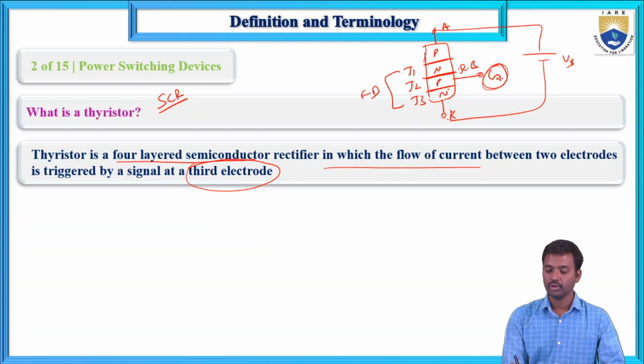Now if you give a positive signal to the gate and cathode terminal, J2 becomes forward biased, and then current flows from anode to cathode. In this way the Thyristor, silicon controlled rectifier, works. So it is a 3-junction, 3-terminal, 4-layer device.